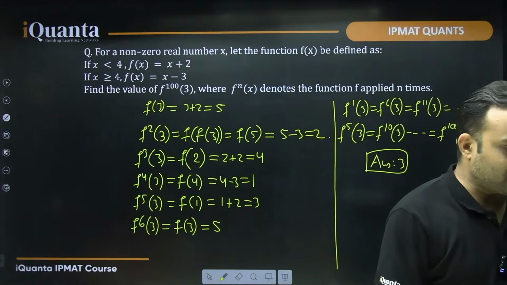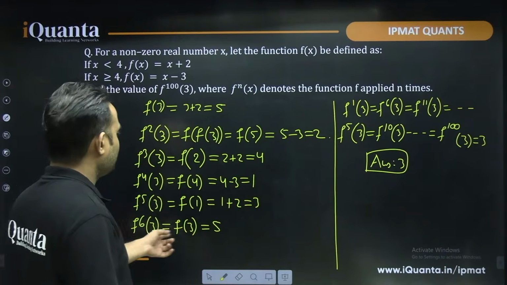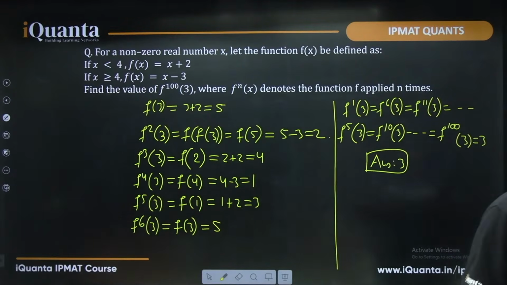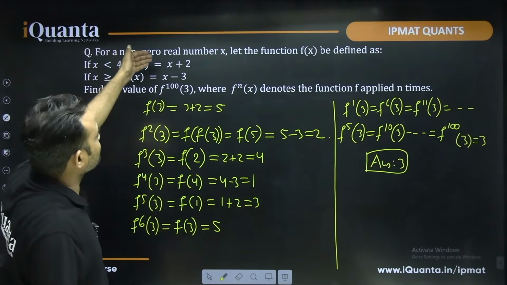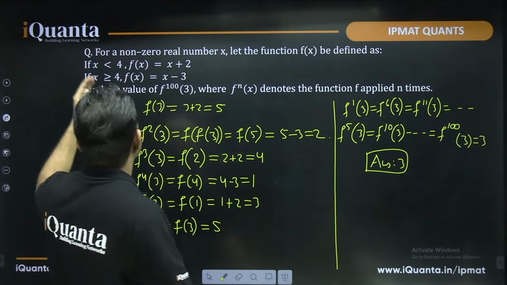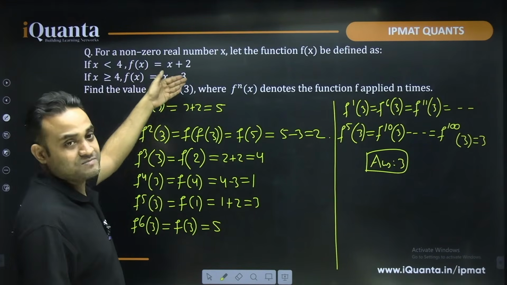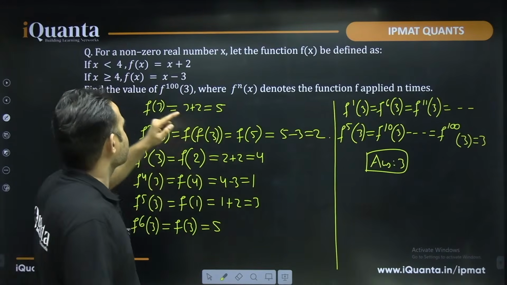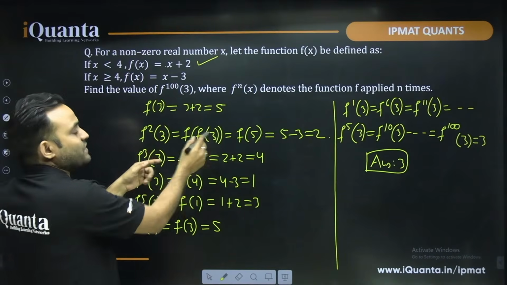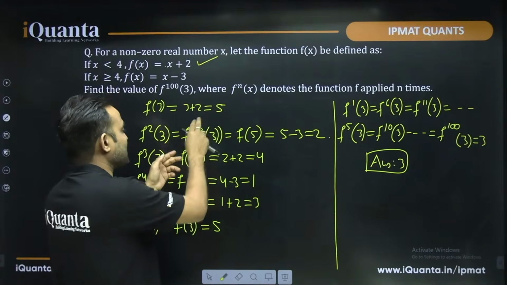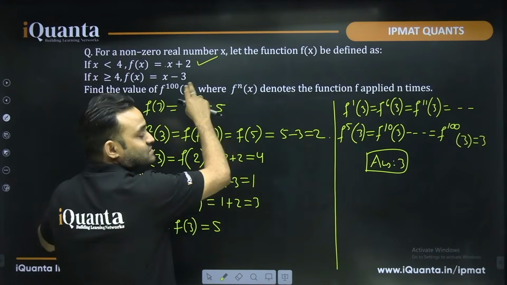Check it step by step. Tell me if I am doing anything wrong. Is it 3? Is it 1? Look, it says for non-zero real numbers x, the function f(x) is defined such that whenever x is less than 4, f(x) will be x plus 2, and whenever x is greater than or equal to 4, f(x) will be x minus 3. Starting with f(3), we will use the first one, so 3 plus 2, 5. f2(3) will be f of f(3), which is f of 5. Whenever x is greater than or equal to 4, we use x minus 3, so 5 minus 3 is equal to 2.